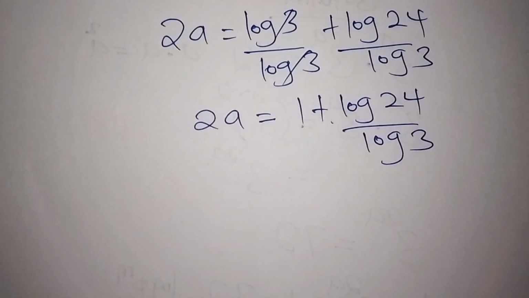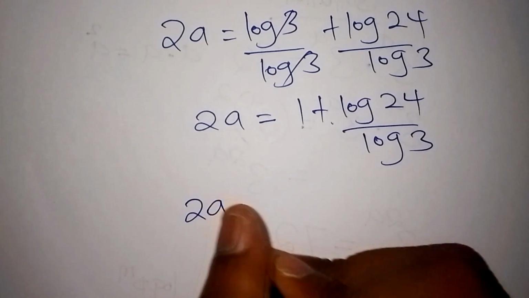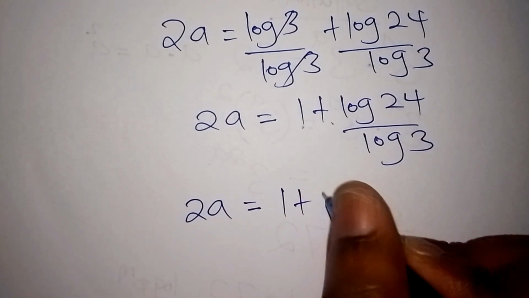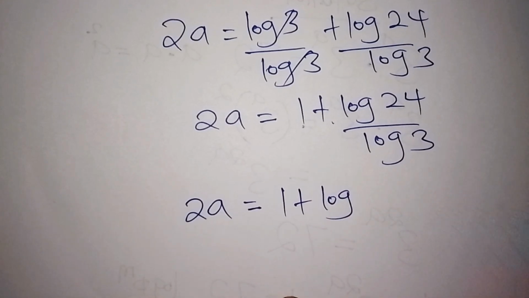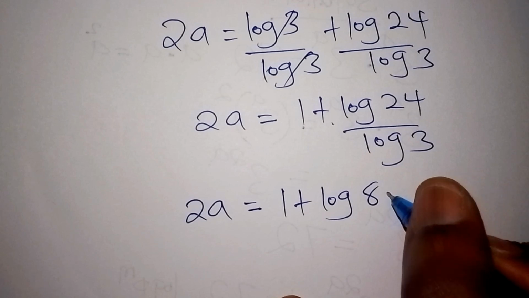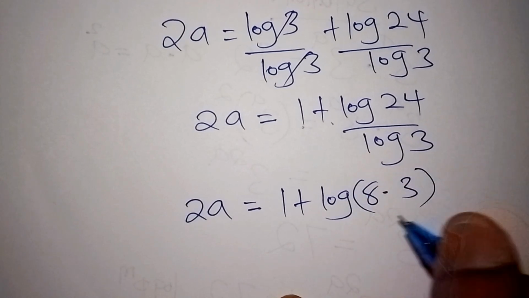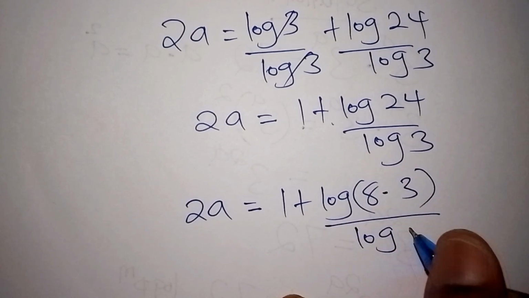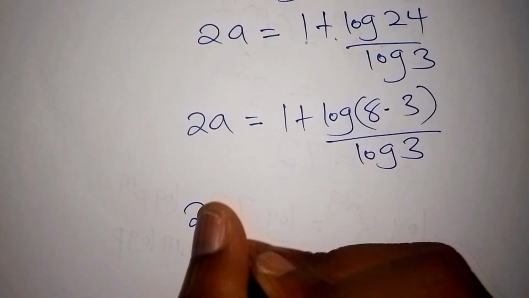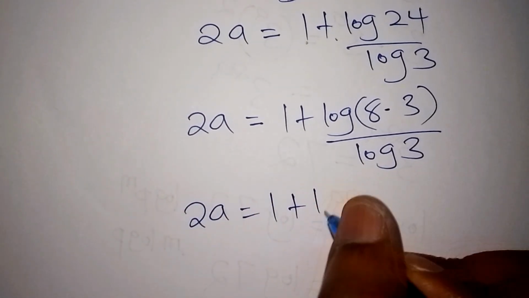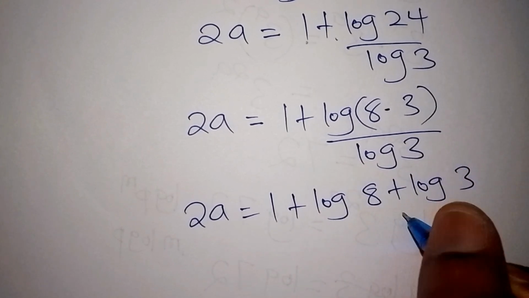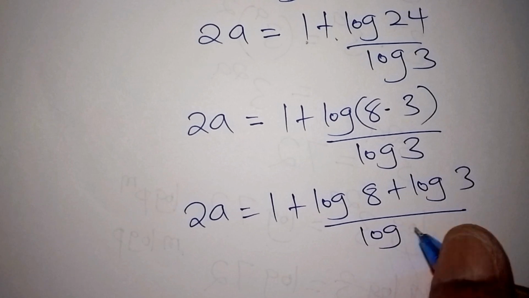Here now 2a is equal to 1 plus, the log of 24, we can still write it as the log of 8 multiplied by 3, all over the log of 3. So we shall say that 2a is equal to 1 plus the log of 8 plus the log of 3 all over the log of 3.